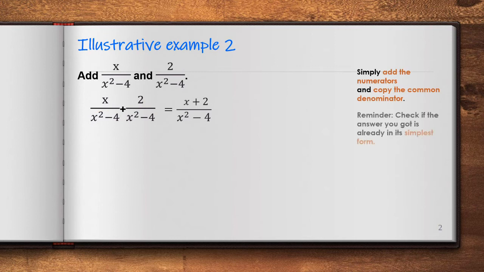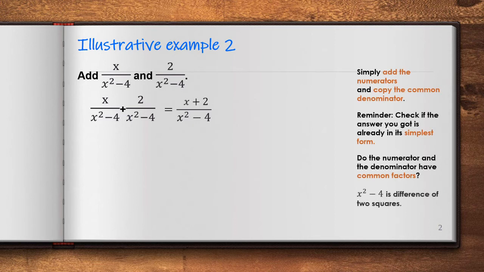Again, reminder, check if the answer you got is already in its simplest form. Do the numerator and the denominator have common factors? The denominator x² − 4 is a difference of two squares, so it can be factored as (x + 2)(x − 2). The numerator x + 2 divided by x + 2 is equal to 1. So what remained in the numerator is 1 and in the denominator x − 2. Therefore, the final answer is 1 over the binomial x − 2.